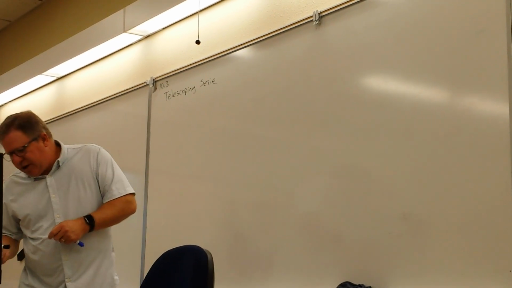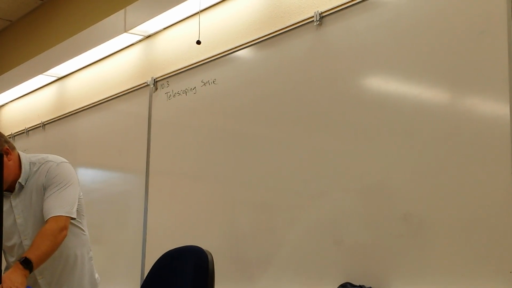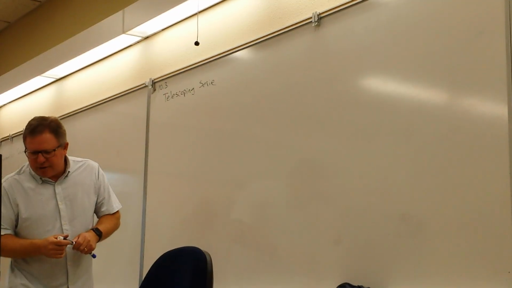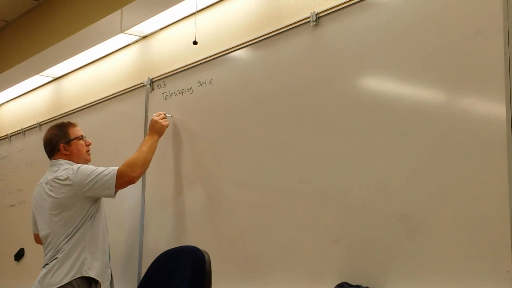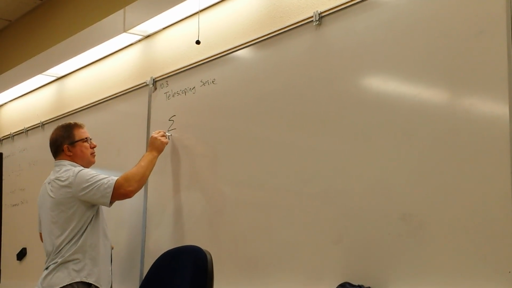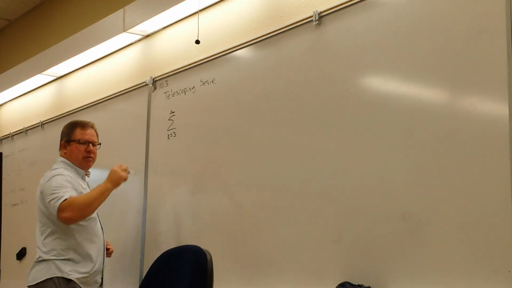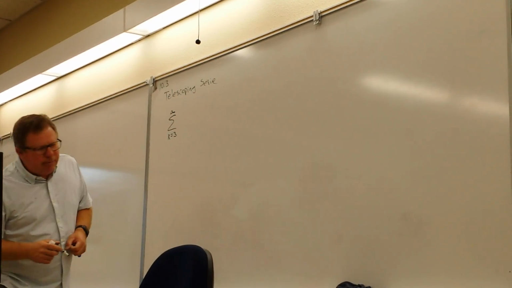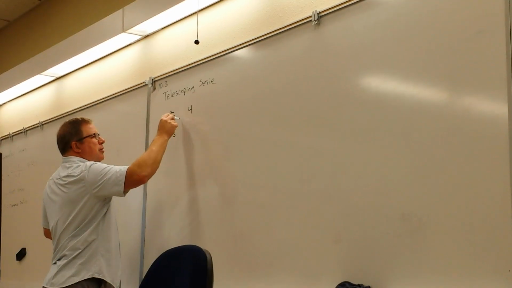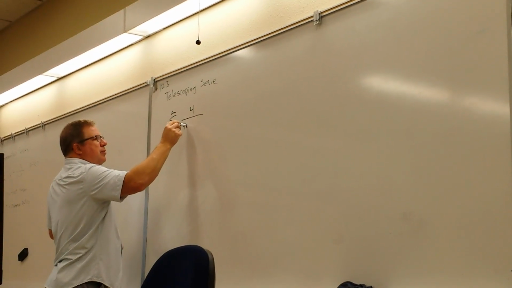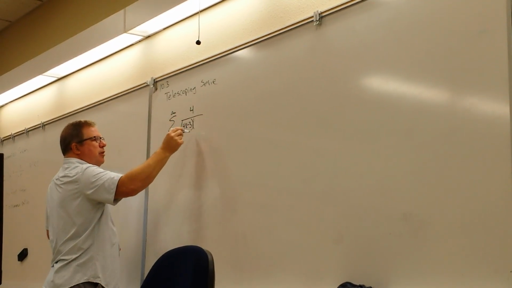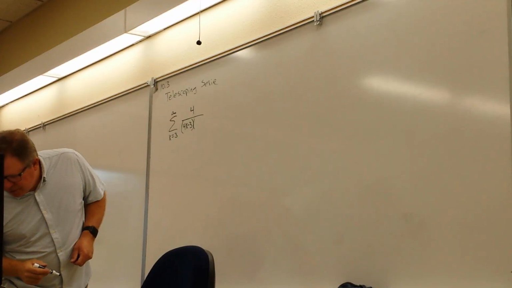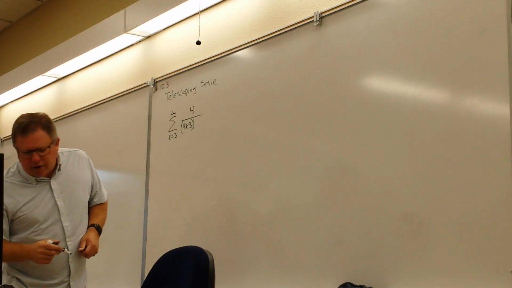Now, we have the sum as k goes from 3 to infinity of 4 over 4k minus 3 times 4k plus 1.